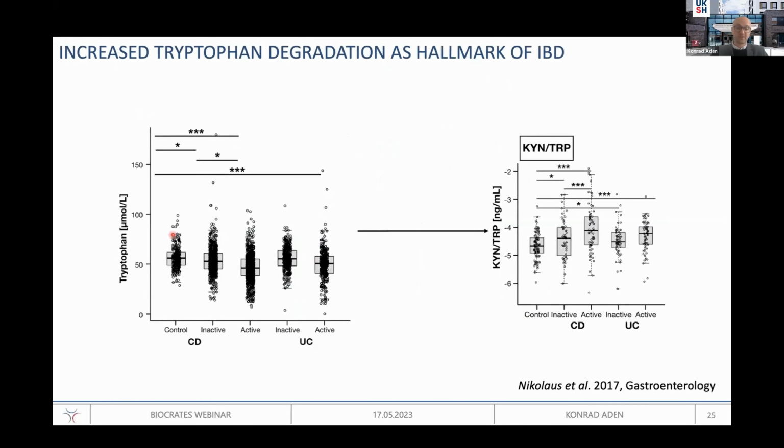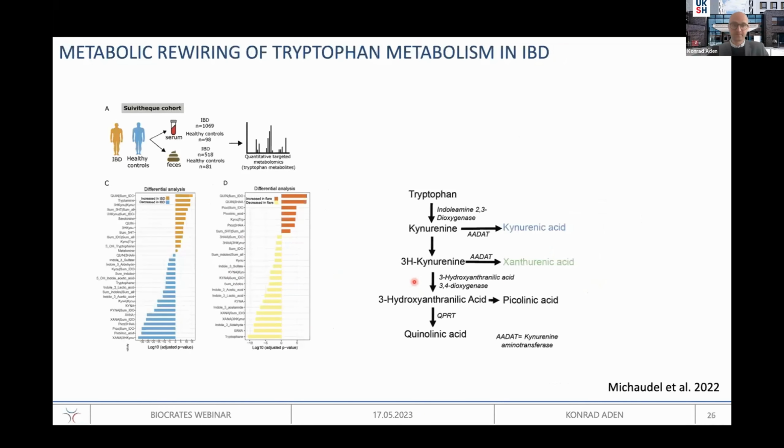We could show in a cross-sectional study that patients with increased disease activity, so you see the control patients, inactive, active, inactive, active for CD and UC, you see overall an increased tryptophan degradation, and this tryptophan degradation appears to happen along the kynurenine tryptophan axis, as you see an increased ratio of kynurenine to tryptophan.